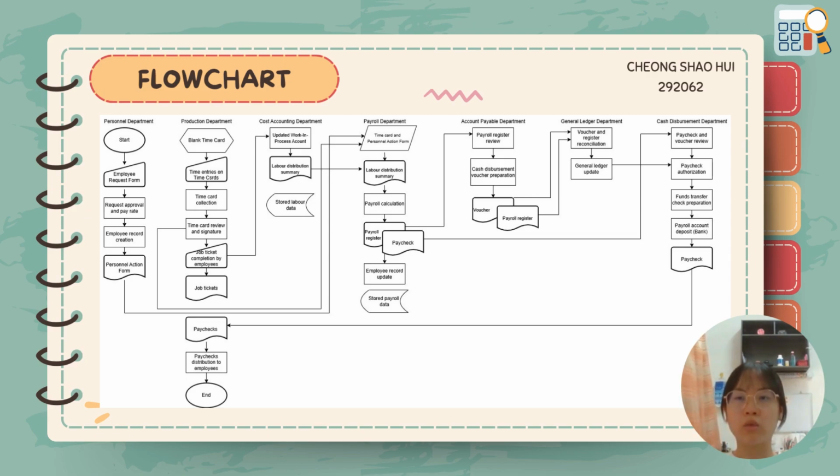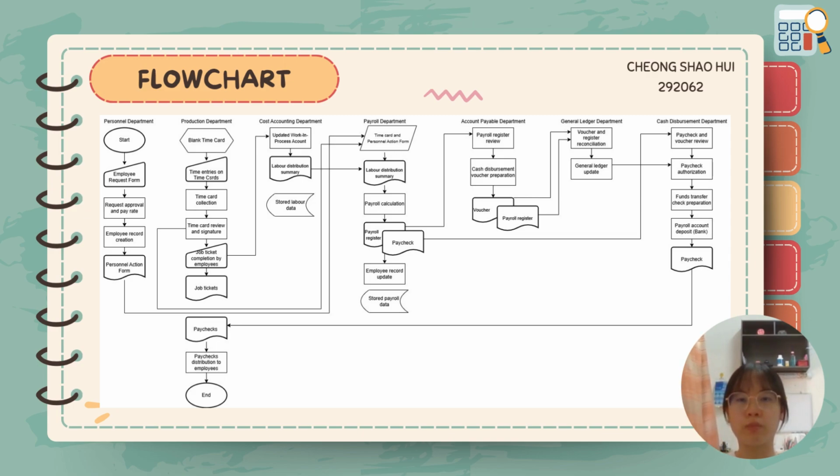The register is used to update the employee records and is also sent to the accounts payable department. The accounts payable department reviews the payroll register and the labor distribution summary. They prepare a cash disbursement voucher and pass the documents to the general ledger department. Here, the voucher and register are reconciled, and the general ledger is updated accordingly.